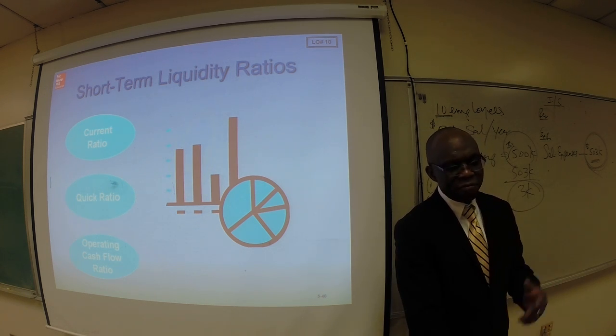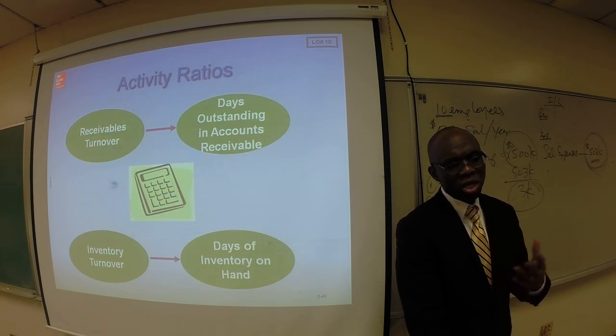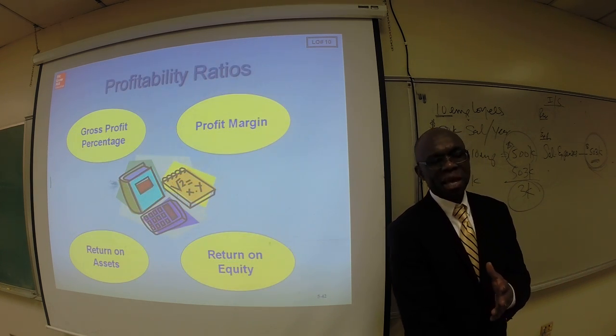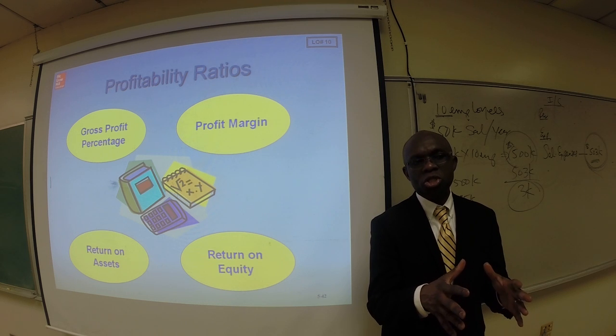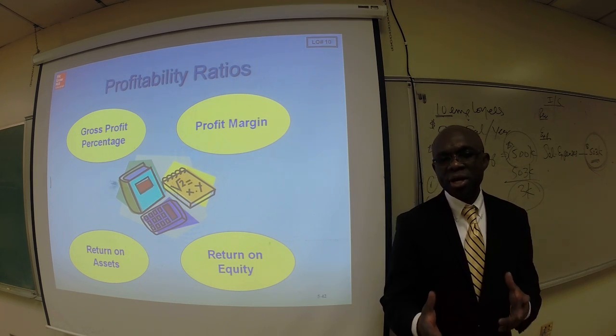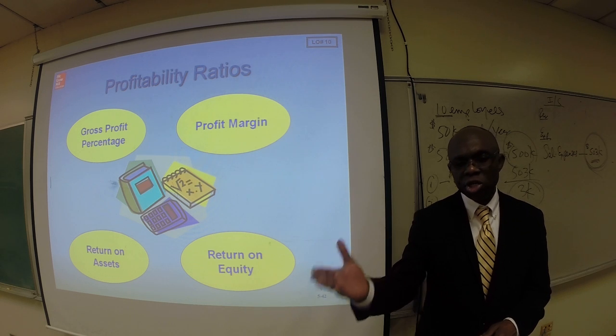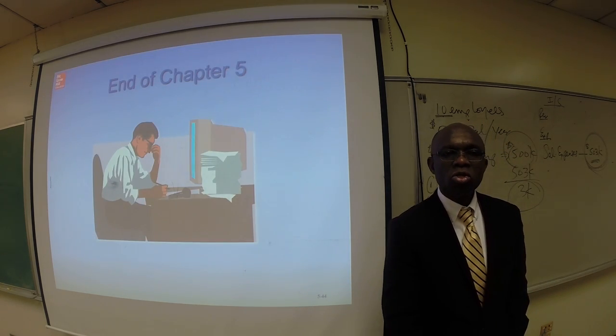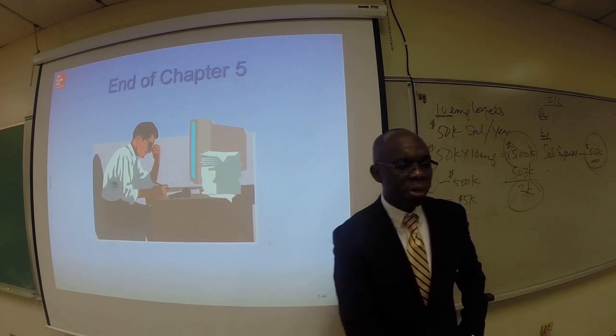So we have different ratios here that we can use for our analytical procedures. Like I said, we have different types of analytical procedures or different approaches for using analytical procedures. We can have reasonableness analysis, ratio analysis, trend analysis, and so forth. So that is the conclusion of chapter 5.